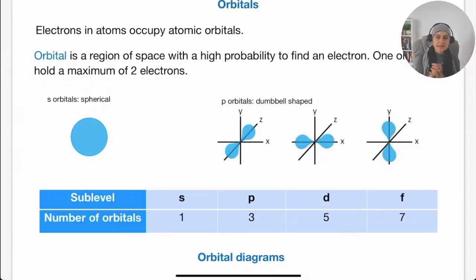And in the s sublevel, there is always one orbital. In the p sublevel, there are always 3 orbitals. In d, 5 orbitals. In the f sublevel, 7 orbitals. And each orbital can hold a maximum of 2 electrons. That's why if you multiply these numbers by 2, you would end up with the maximum number of electrons in the sublevel.